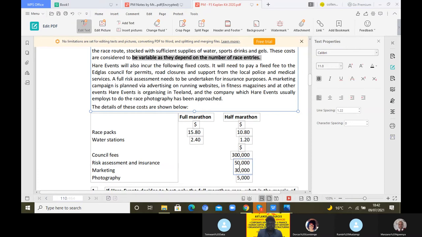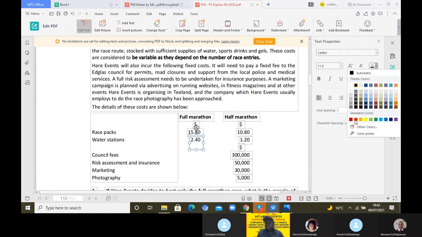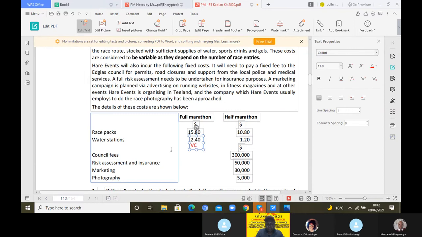So what you then have to know is that, suppose you want to calculate the contribution on the full marathon. On the full marathon, variable cost equals $15.80 plus $2.40. I don't have a calculator with me, but you get 18.2. Variable cost equals 18.2.